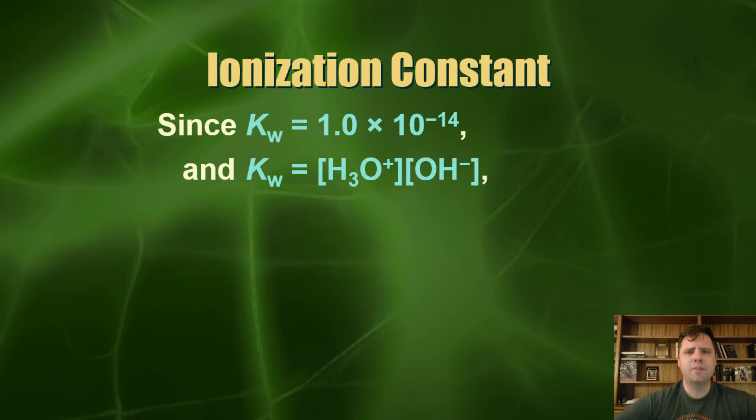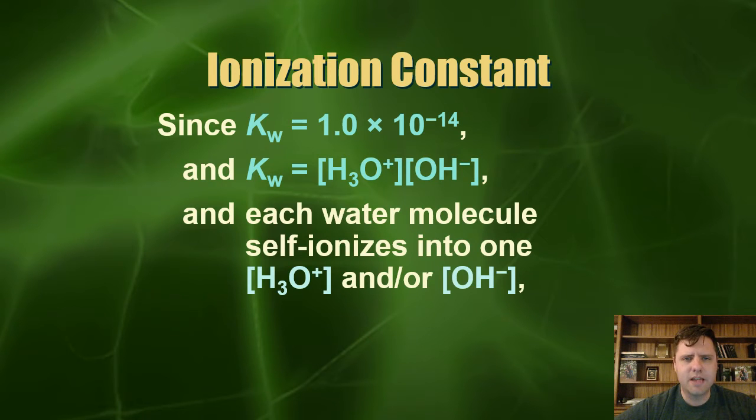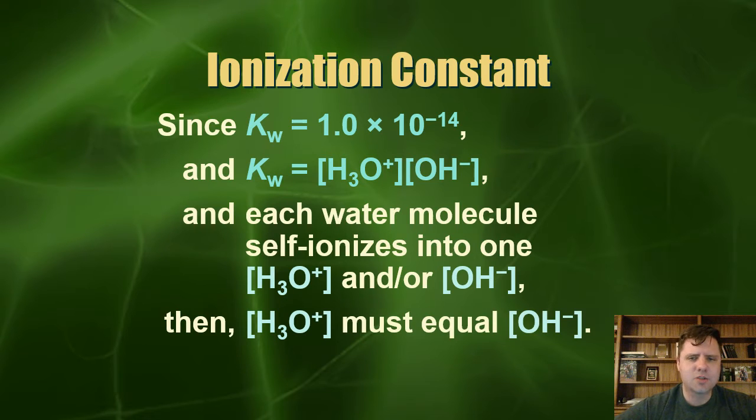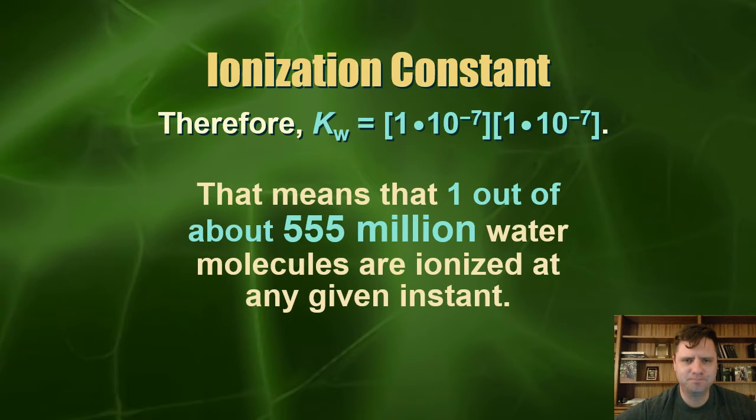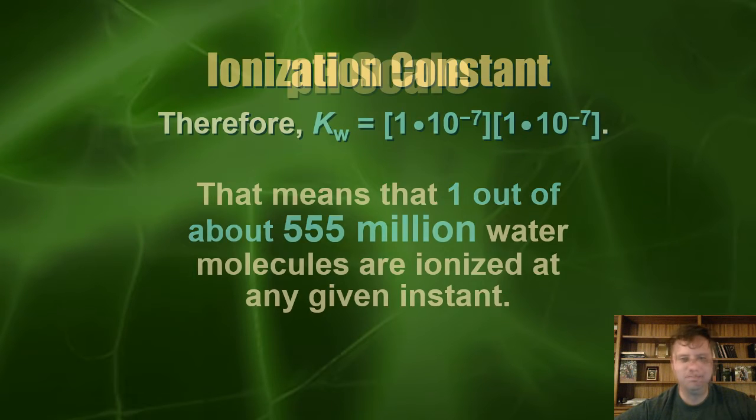All right, so since Kw is 1 times 10 to the negative 14, and these multiplied together have to equal that, each water molecule self-ionizes into one H3O plus and one OH minus. And then the H3O concentration must equal the OH concentration. Therefore, when the pH level is balanced, when they're neutral, they're both going to be 1 times 10 to the negative 7. That means 1 out of about 555 million water molecules are ionized at any given instant. So see, these percentages are very, very small.